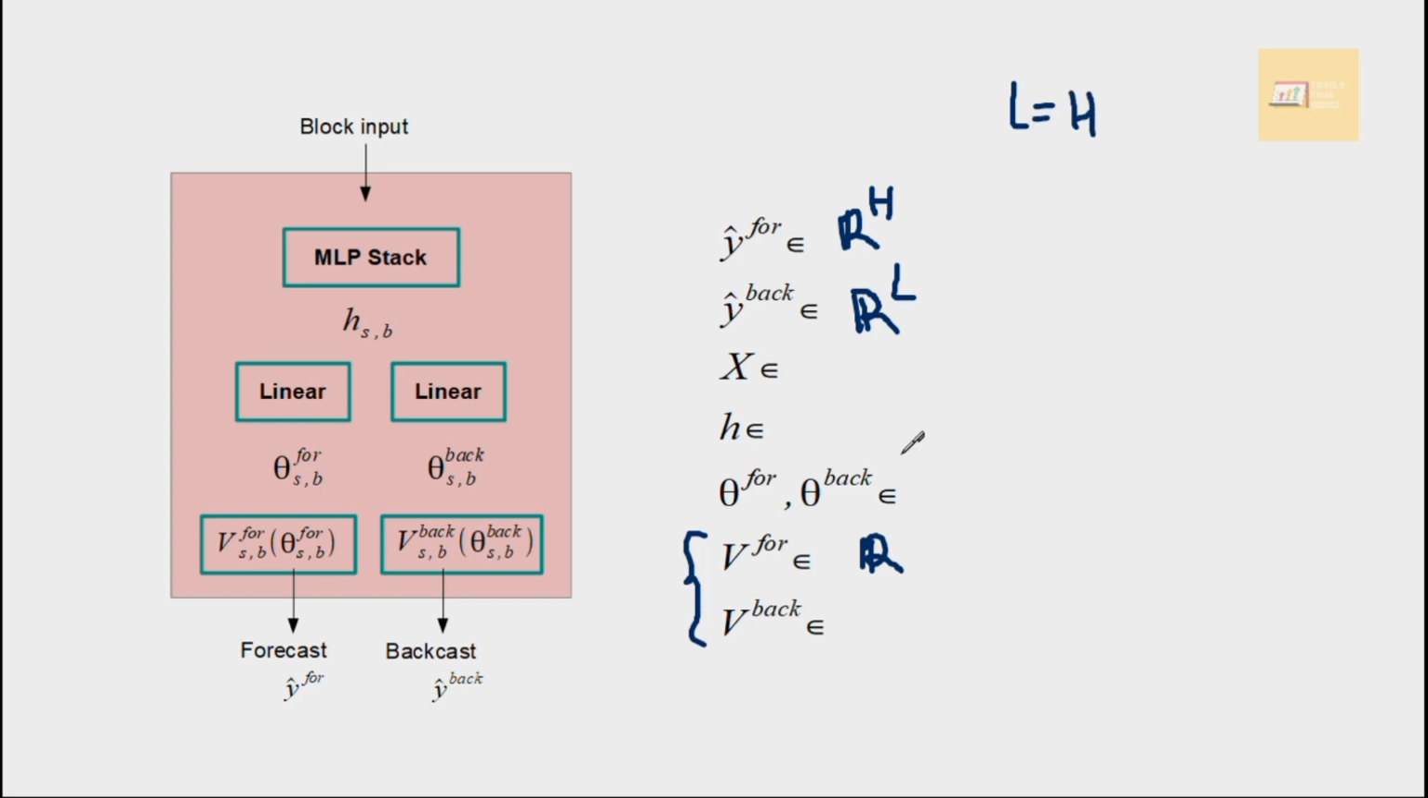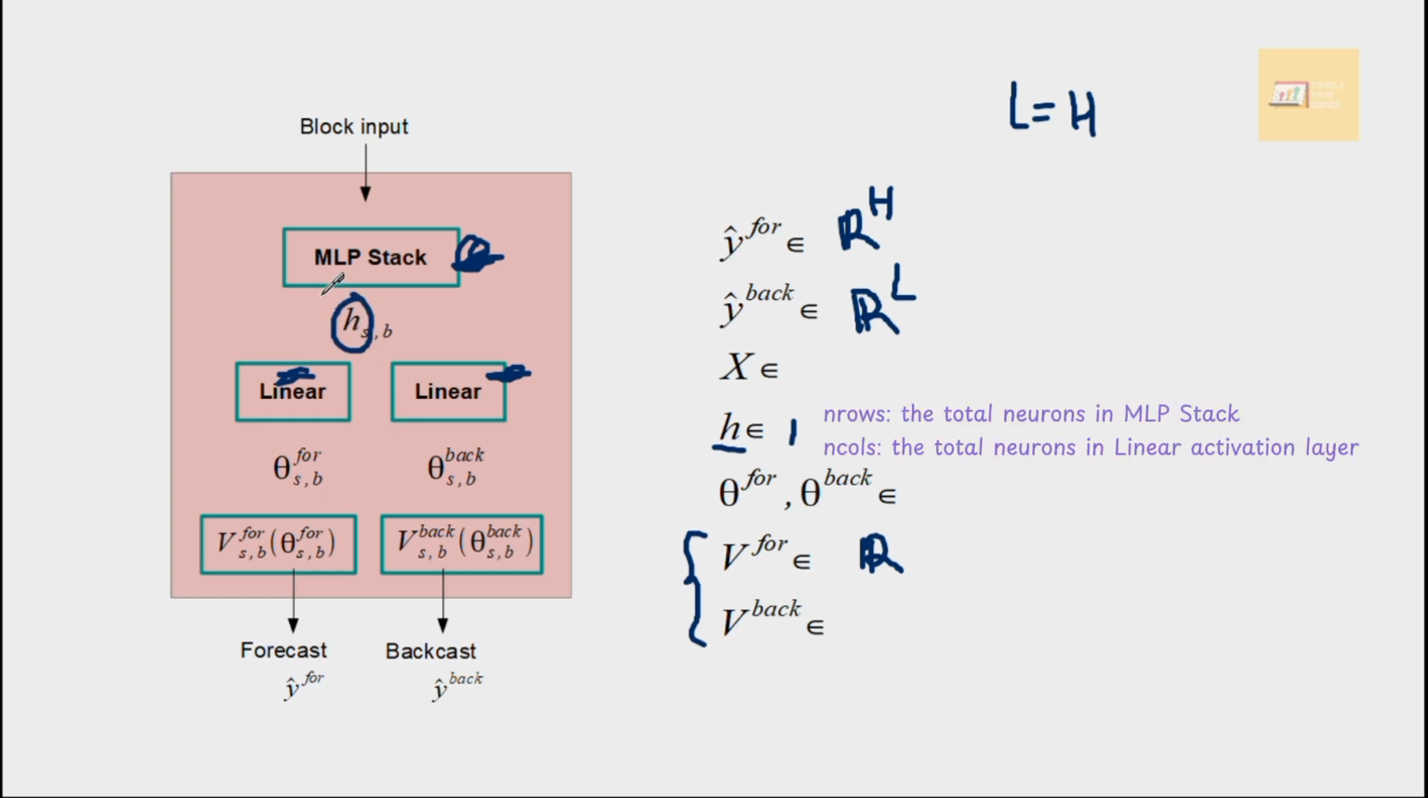Okay, let's move on. Let's talk about this. The lowercase h, as I said earlier, is actually a matrix, come to think of it, right? Because this is a neural network, and these two are also a neural network. So the lowercase h would be a matrix, and the dimensions would be related to these two layers.